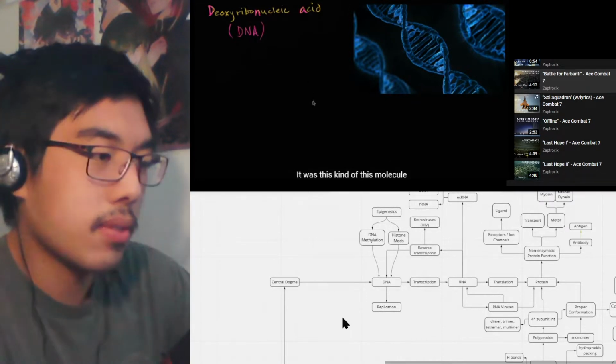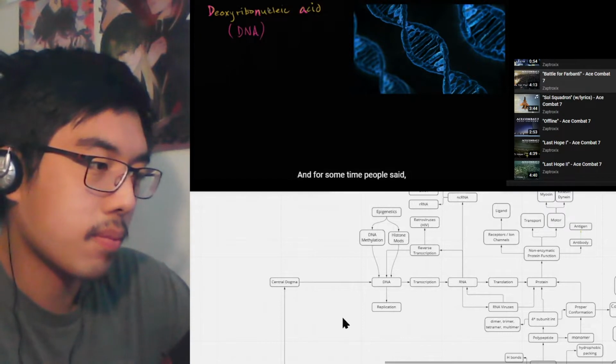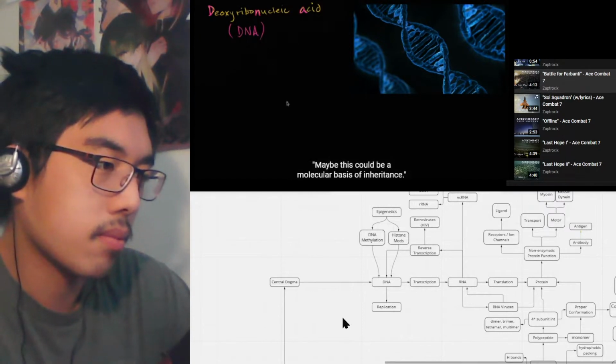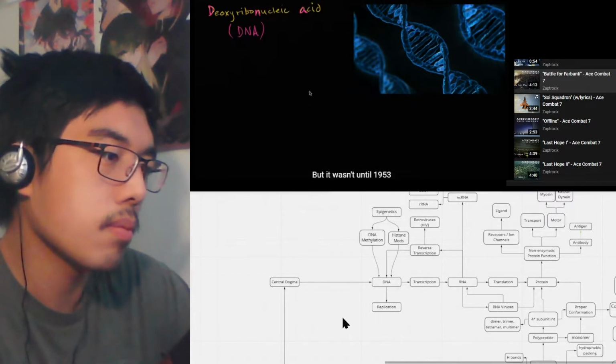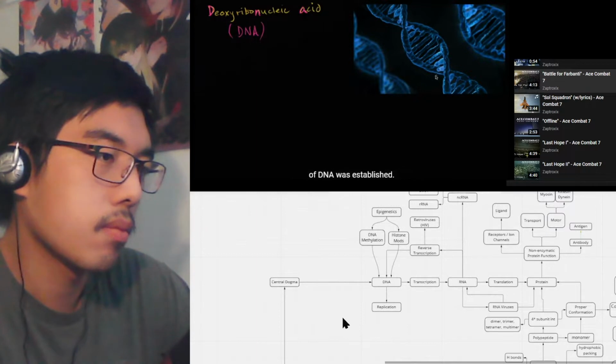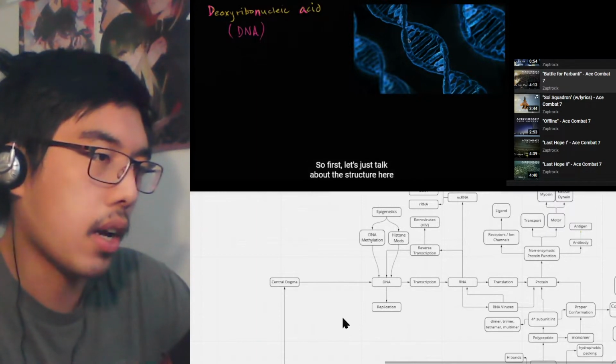It was this molecule that was inside of nuclei of cells. And for some time, people thought, oh, maybe this could be a molecular basis of inheritance. You can imagine what you would need to be a molecular basis of inheritance. It would have to be a molecule or a series of molecules that could contain information, that could be replicated, that could be expressed in some way. But it wasn't until 1953, when this double helix structure of DNA was established, that people said, hey, this looks like our molecule.